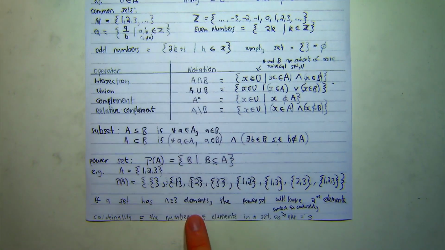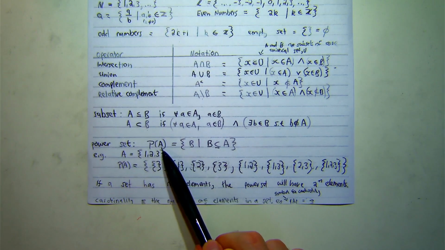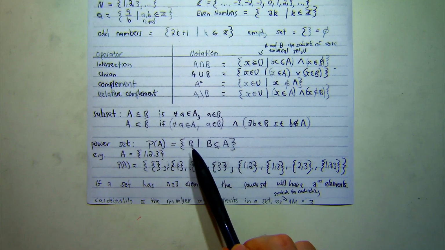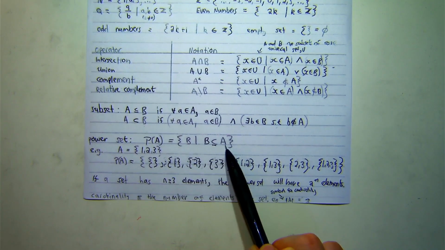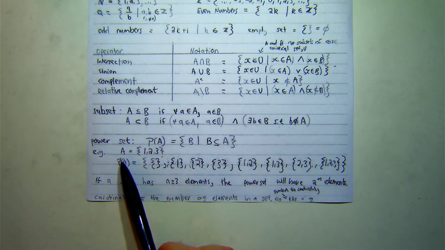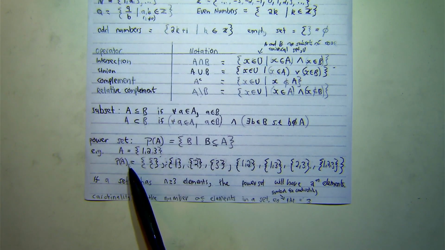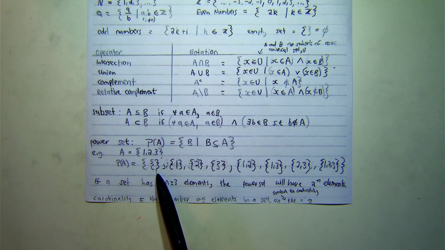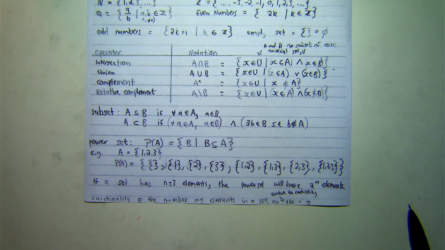Okay, power sets. Power sets are defined as the set of all subsets of something. So the power set of A is equal to a set of sets, and every set in this set is a subset of A. So for example, the power set of A, which is 1, 2, 3 in this context, will be every possible subset, so the empty set, the set of 1, the set of 2, the set of 3, so on and so forth.